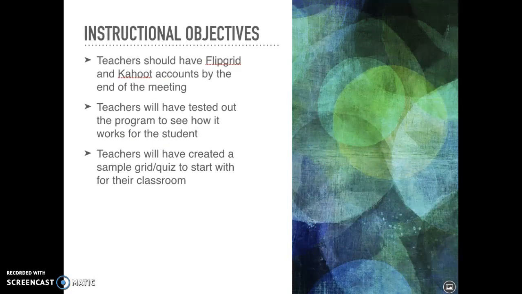My objectives at the end are that, one, teachers should have Flipgrid and Kahoot accounts by the end of both meetings. The teachers will have tested out the programs to see how they work for the students, and teachers will create a sample quiz in Kahoot or a grid in Flipgrid to start with their classroom. So they should have an example of one going and be ready and prepared to do whatever they need to for their classroom learning.